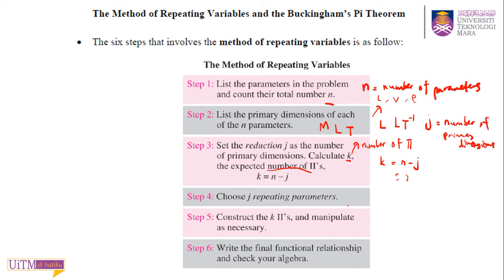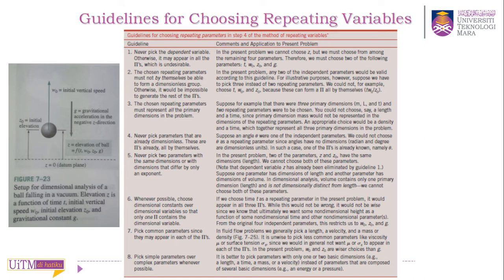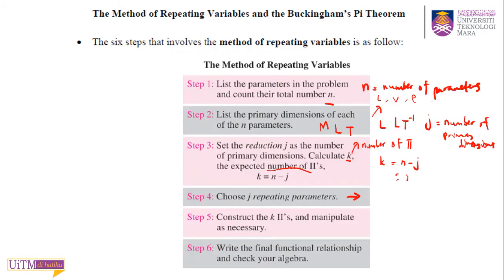Okay, so this step I will explain later on: how we can choose these repeating parameters using the guidelines. This one is for step 4, and I will explain it later. After you choose the repeating parameters, you will construct the pi that you have found here.